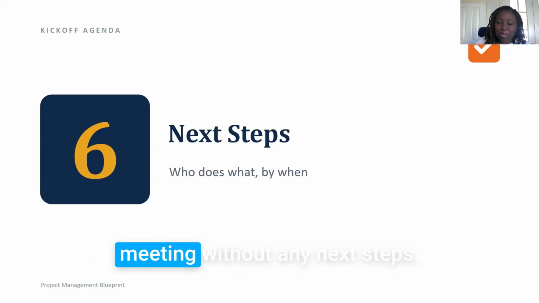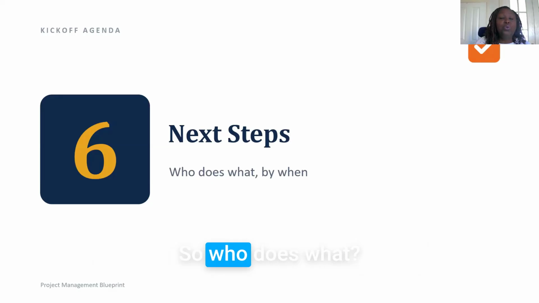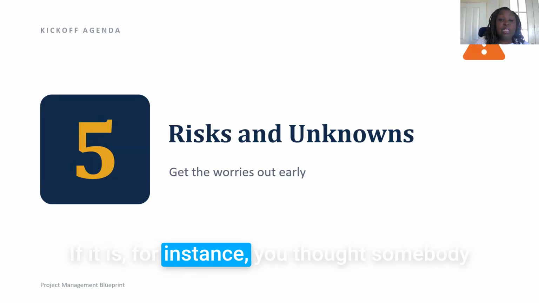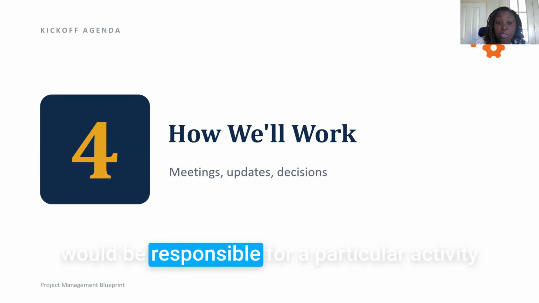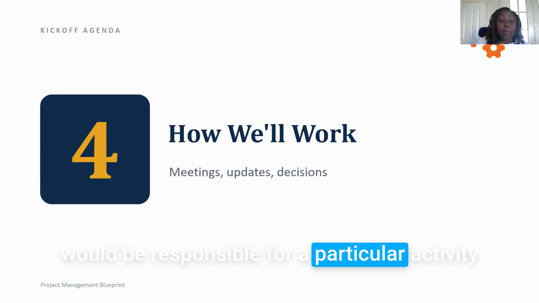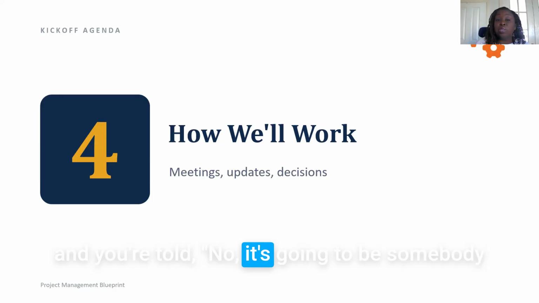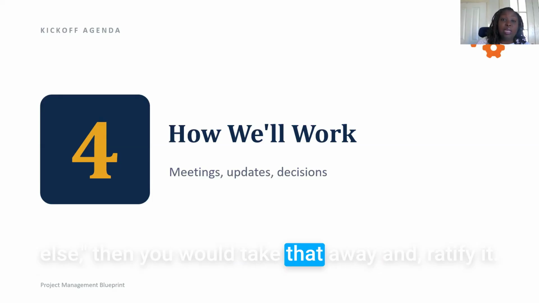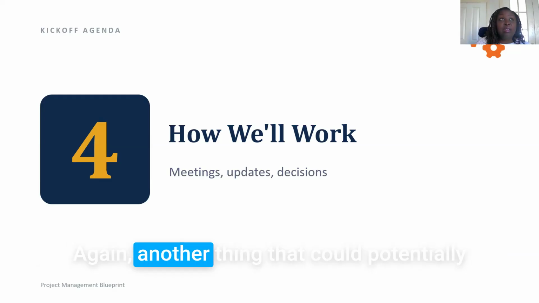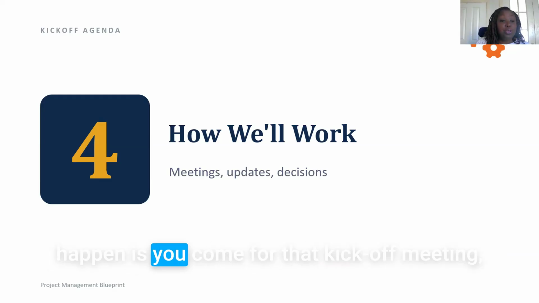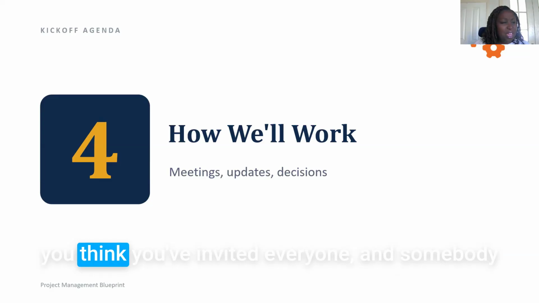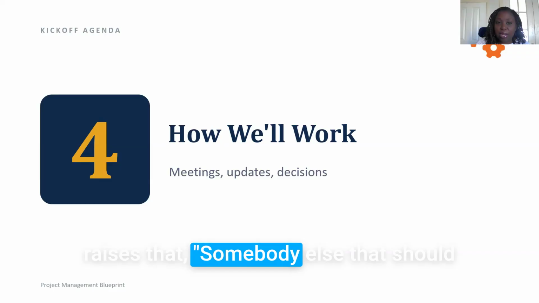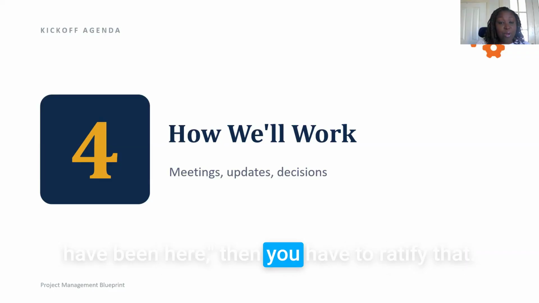You can't leave a kickoff meeting without any next steps. So who does what? If, for instance, you thought somebody would be responsible for a particular activity and you're told, no, it's going to be somebody else, then you will take that away and ratify it. Another thing that could potentially happen is you come for that kickoff meeting, you think you've invited everyone, and somebody raises that somebody else should have been here. Then you have to rectify that.